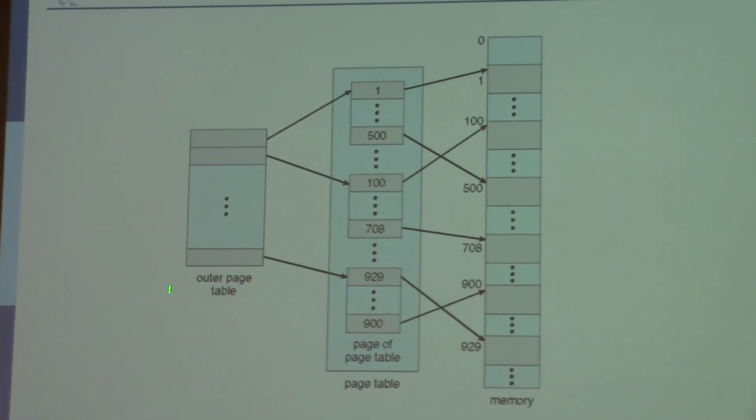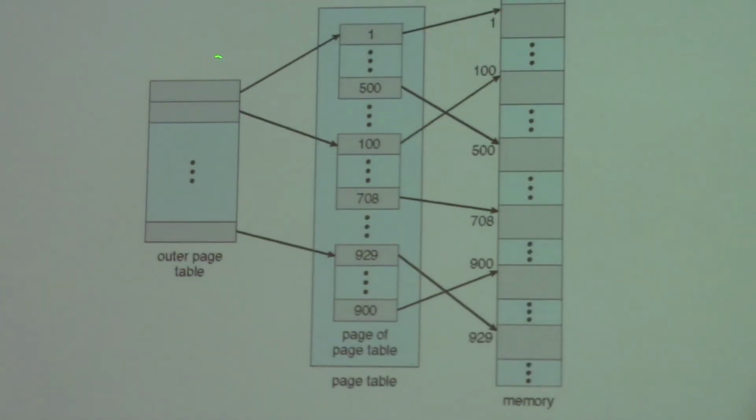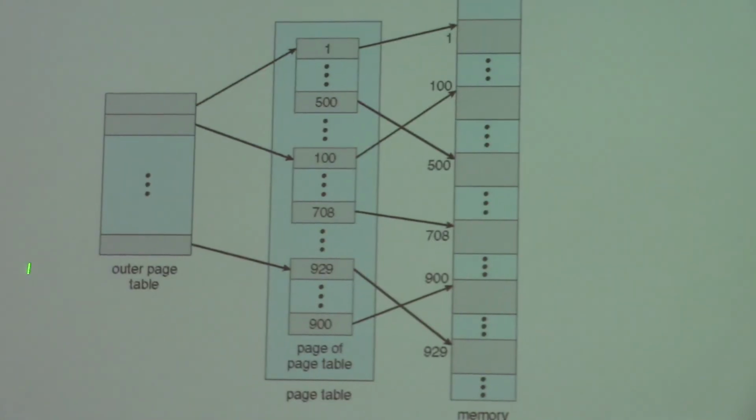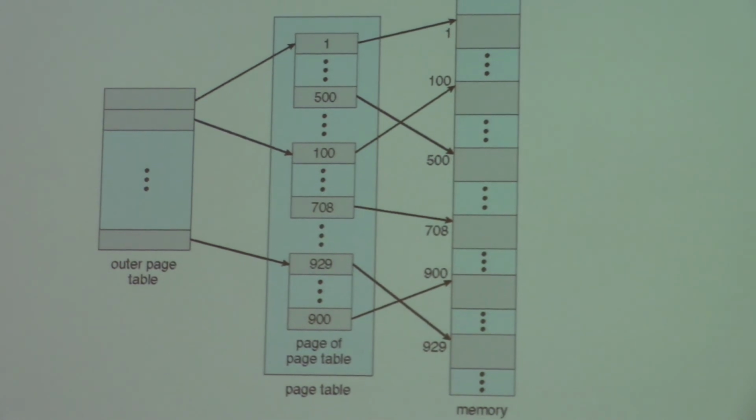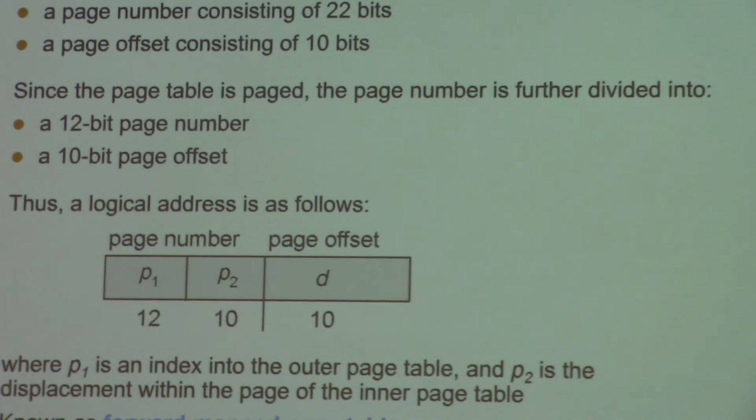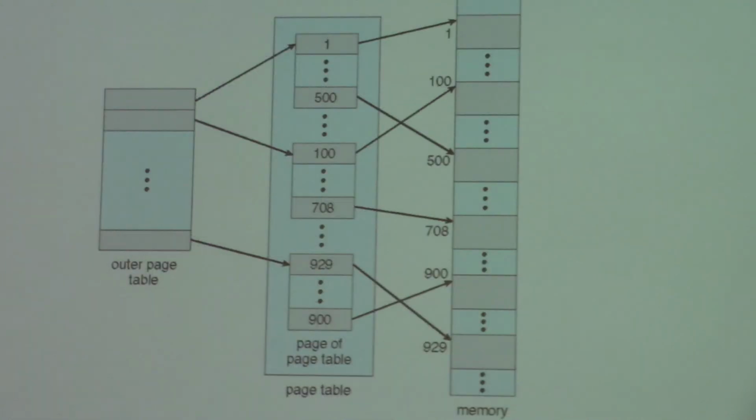What if this one is also too big? We can make another level of outer page table. So eventually this will be a hierarchical tree structure. But it's not like the search tree in the database. Usually it is 1 or 2 levels of the tree hierarchical structure. So at that time, our address format should be changed. For example, in the case of 2 levels, this is a page table for this one, and this is a page table for this one.